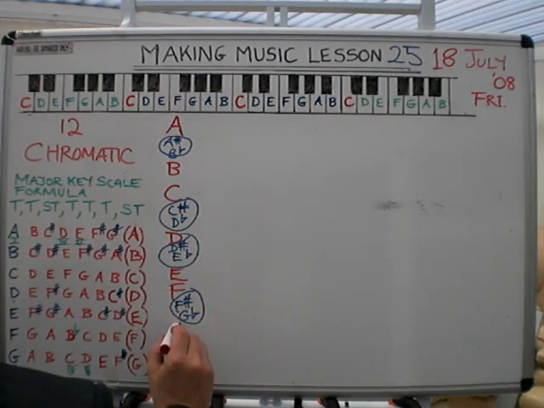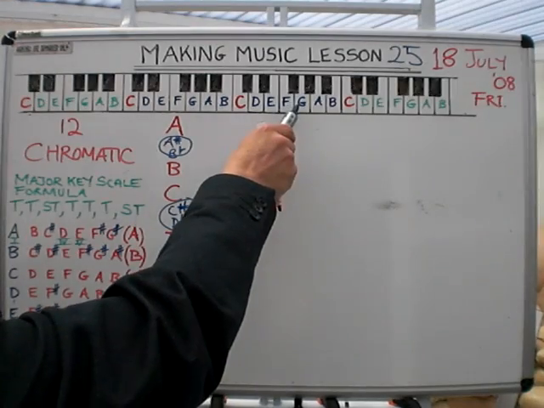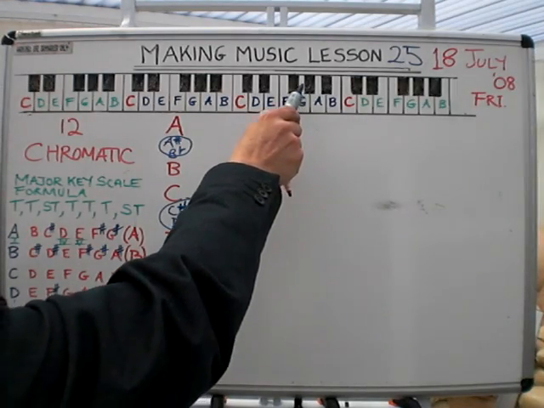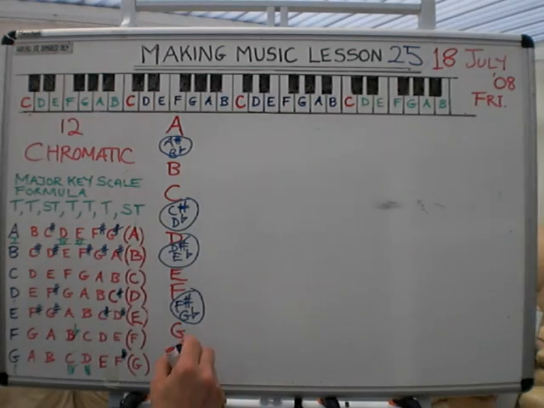E, F, G. Okay, I think we're just going to get them in. So we've got the G sharp or A flat. Let's write it here. G sharp or A flat.